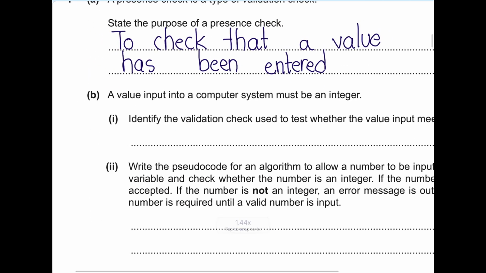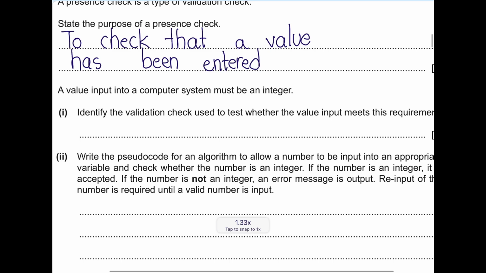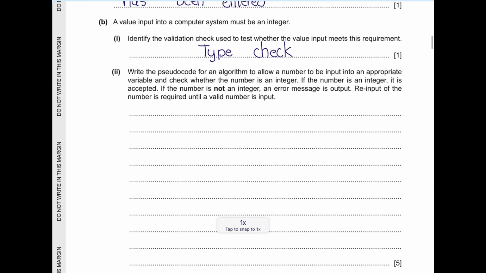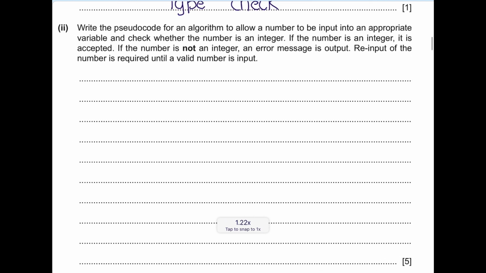A value input to a computer system must be an integer. Identify the validation check to test whether the value input meets the requirement. Now since the value has to be a specific data type, we can use something called a type check, which checks whether it's an integer or a string, a real value or a boolean value, etc. Next up, we have a 5-mark question for pseudocode, so please be very careful with this.